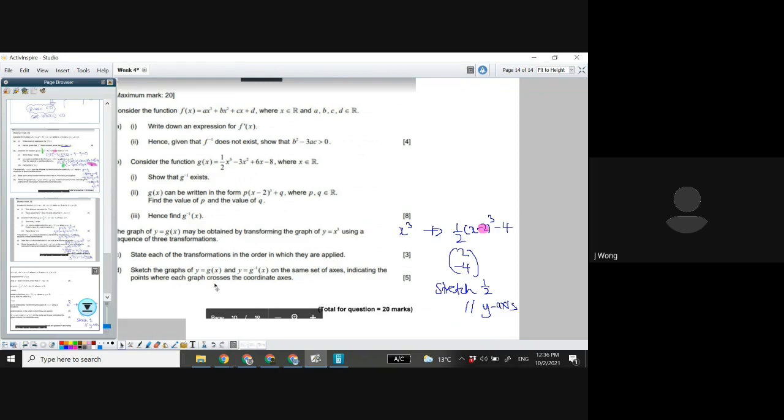And now finally they ask us to sketch it on the axis. This part we could just omit for now, because in their syllabus they could just draw it very easily using the CG50.